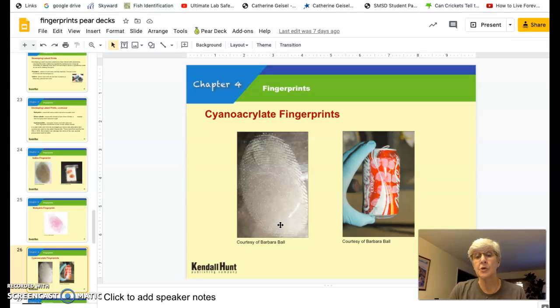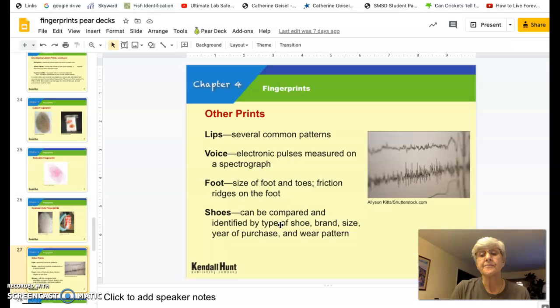Cyanoacrylate is the superglue. We put it in a chamber and we close it and seal it up, and we heat the superglue so that the superglue becomes a gas. It will adhere to the liquids and other materials on the fingerprint.